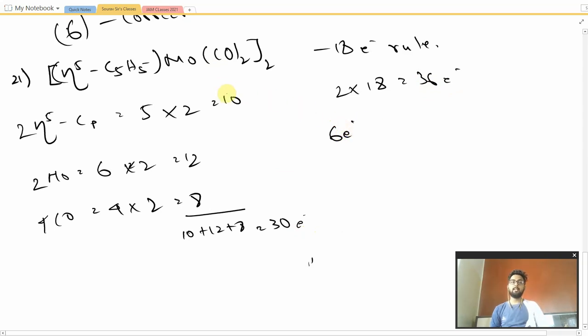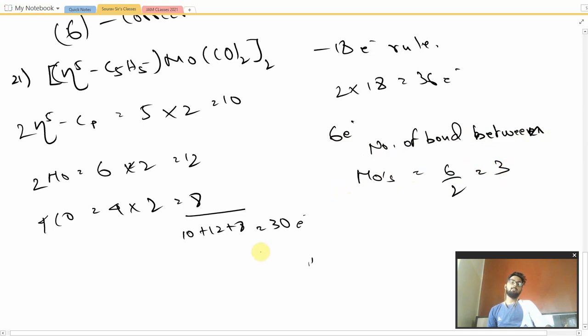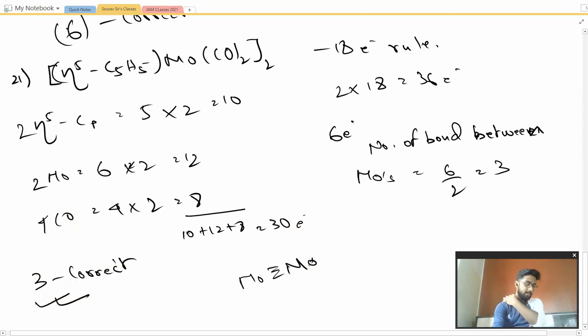These 6 electrons are bonded in between the two molybdenum atoms. One bond consists of 2 electrons, so the number of bonds between the two Mo is 6 divided by 2, which is equal to 3. So the complex would have an Mo triple bond Mo. In the chat box you will be writing 3 as your correct answer. Okay, 3 will be correct. So that is this question.